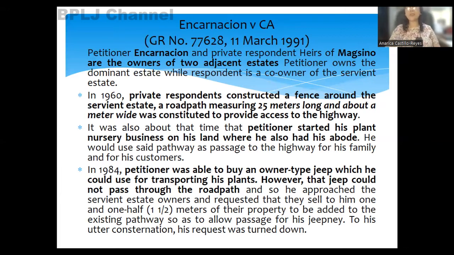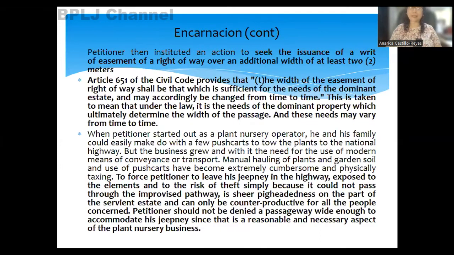However, the jeep could not pass through the road path. So they instituted a case to seek the issuance of a compulsory easement of right of way of at least 2 meters, because what was provided to them is only a 1 meter wide right of way.